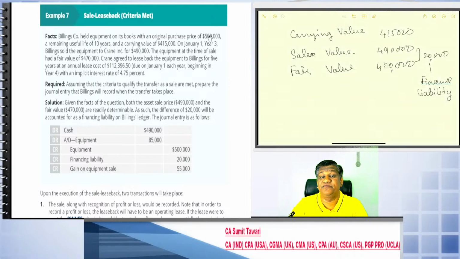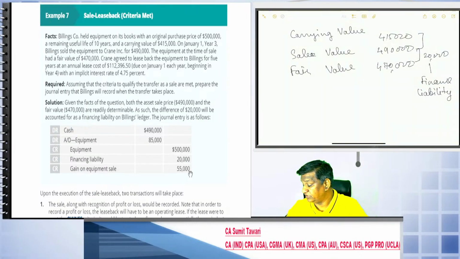accumulated depreciation 85,000, which we derive from the 500,000 cost less the carrying value of 415,000. So we need to remove that, and we need to derecognize the equipment. Financing liability 20,000 and gain on sale of equipment 55,000. So we need to calculate the difference between these two, 415 and 470.